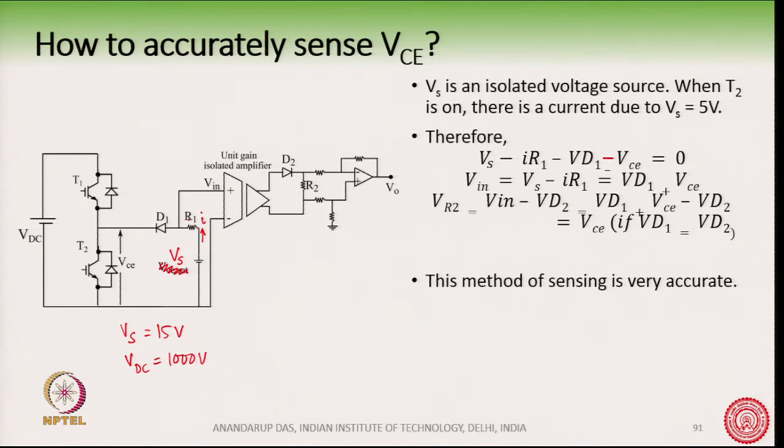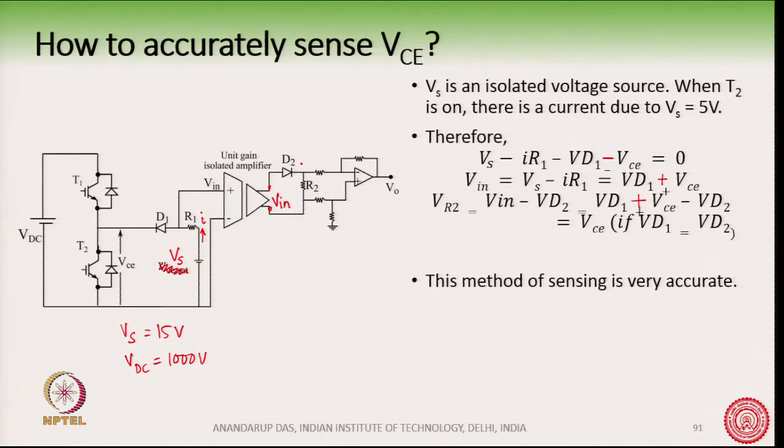Now we are taking this into an isolation amplifier, a unity gain isolation amplifier. The voltage here, V in, will be equal to Vs minus I R1, and this will be equal to VD1 plus VCE. Because it is a unity gain isolation amplifier, the voltage V in comes here also.